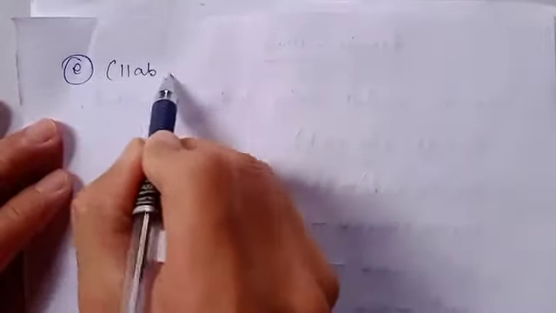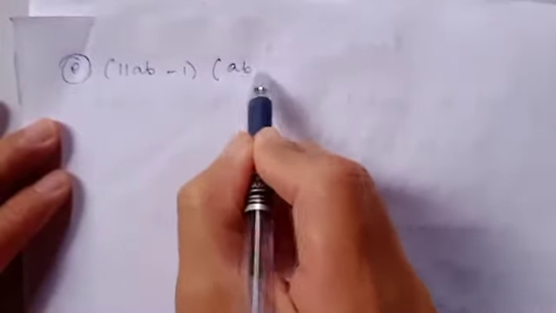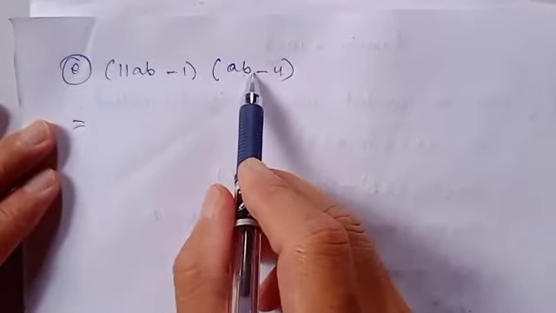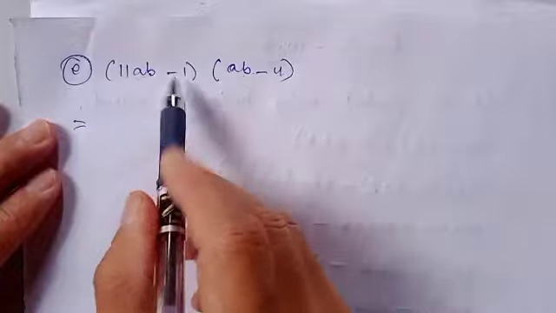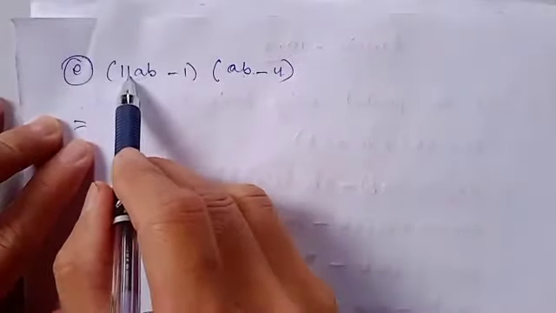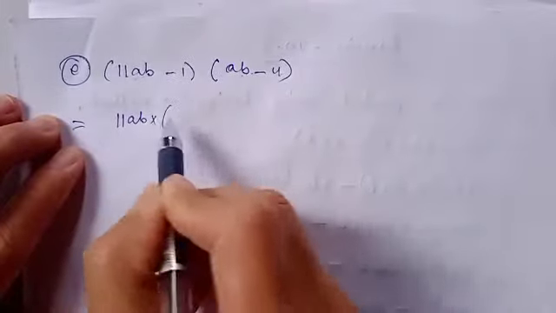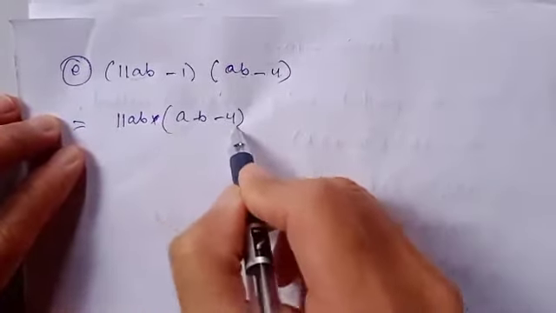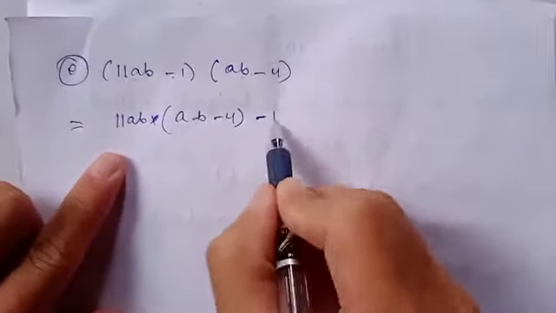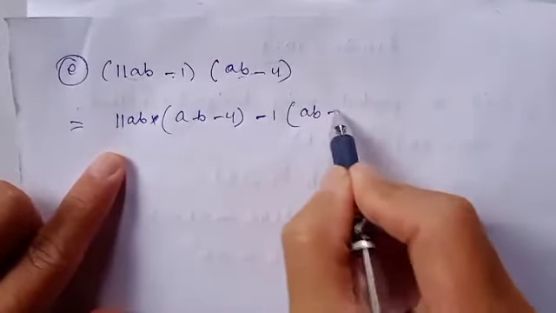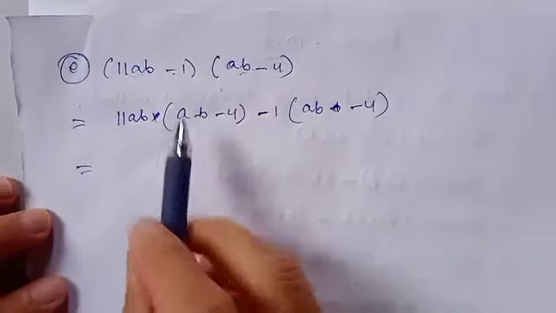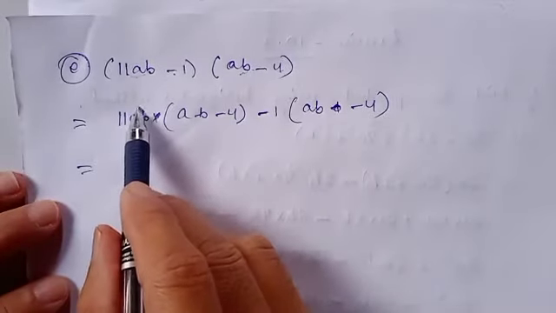Now question number E. We have 11ab minus 1 into ab minus 4. Not new, again we have to multiply this binomial by 11ab and minus 1. Okay, first let's take 11ab into second binomial ab minus 4, so you write ab minus 4. Now this one, minus 1 into again second binomial ab minus 4. Okay, then again let's open up this bracket.